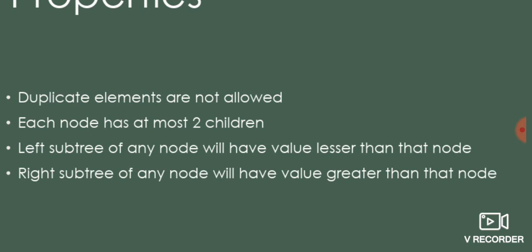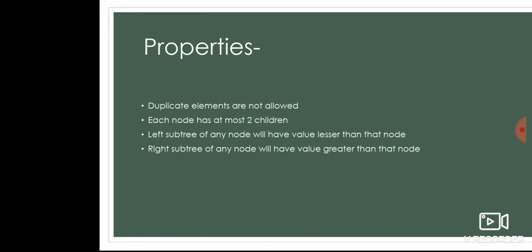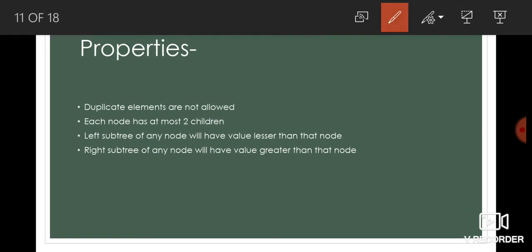Duplicates are not allowed. Each node has at most two children. The left subtree of any node will have values lesser than that node, and the right subtree of any node will have values greater than that node. Let me tell you again. See, this is a node, its left subtree and its right subtree. Its left subtree will have nodes whose values are less than this root node, and the right subtree will have nodes whose values are greater than this root node.